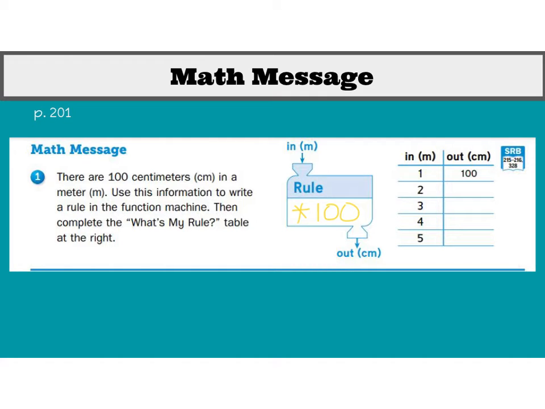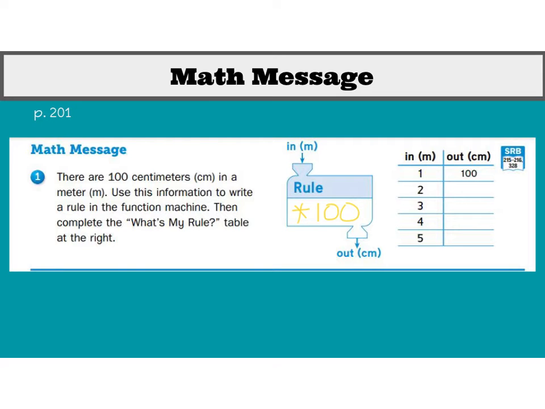Okay, so let's see here. The rule in my book would be times 100. Did you put the same? So let's check it out and see if it works. If I put the number 1 in the top of this machine and then multiply that 1 times 100, what do I get out? 100. So it does work with that first one.